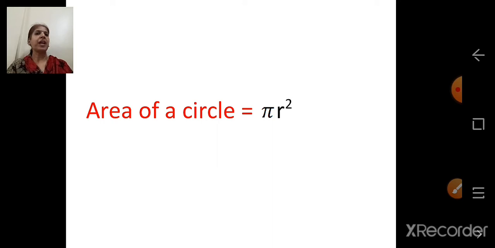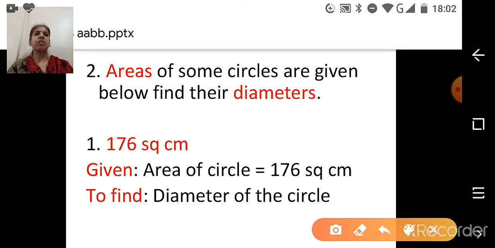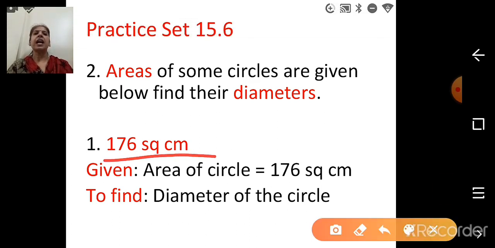So last time we started the exercise 15.6. In that, the first question which we did earlier, radii were given and we had to find areas. Now this second question, practice set 15.6, second question, areas are given. Areas of some circles are given below, find their diameters. So the first question is, area is given and the area is 176 square centimeter.